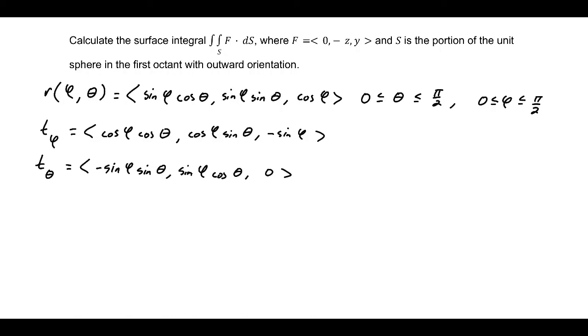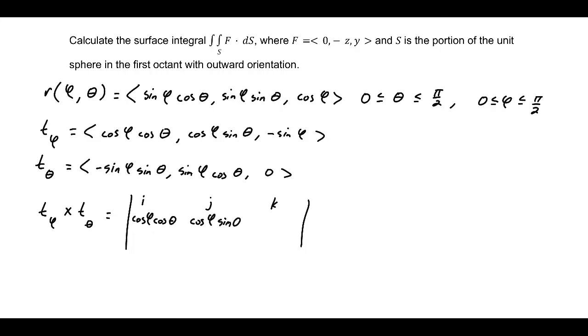Now, usually I don't do the cross products, but this one has a few tricky things in it, with all the phis, the thetas, and the sines that we're dealing with. So, T sub phi cross T sub theta is equal to the determinant of a 3 by 3 matrix with a first row of i, j, k, second row of cosine phi cosine theta, cosine phi sine theta, negative sine phi, and a third row of negative sine phi sine theta, sine phi cosine theta, and 0.